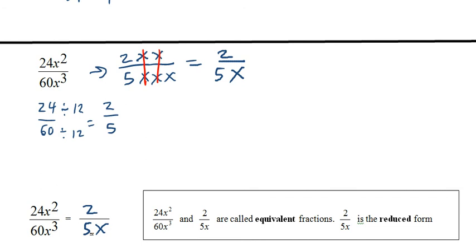And again, these are called equivalent fractions. Because we have just reduced it, it's still the same fraction, it's just in a more simplified form, which is why we call it reducing.